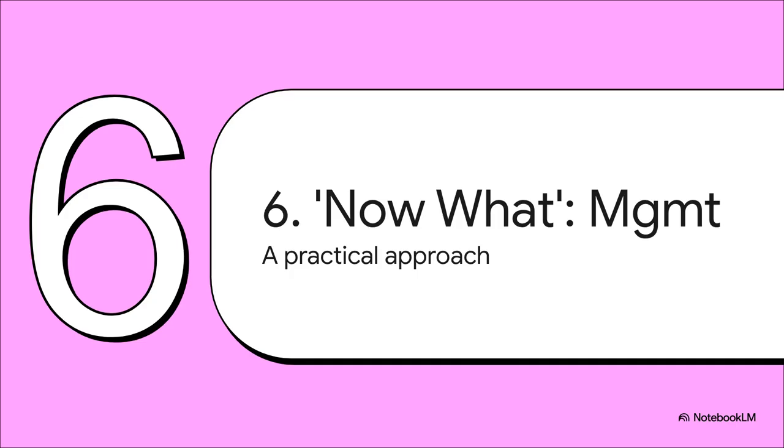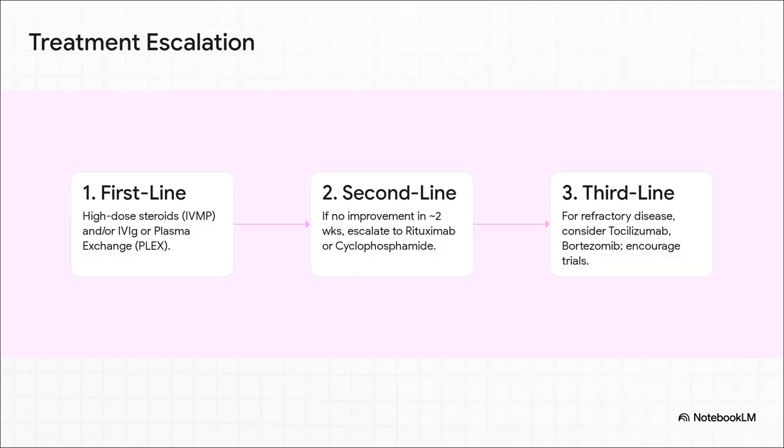Now, I have to be honest, the evidence here isn't from huge randomized controlled trials. Most of these recommendations are considered grade B or C based on retrospective studies and expert opinion, but they are absolutely the current standard of care. The treatment plan for antibody-mediated AE is a stepwise escalation.